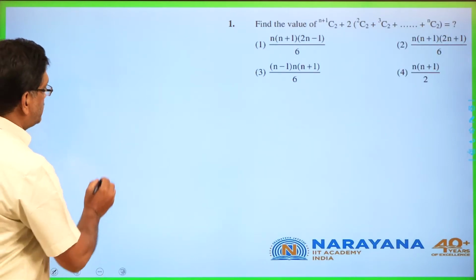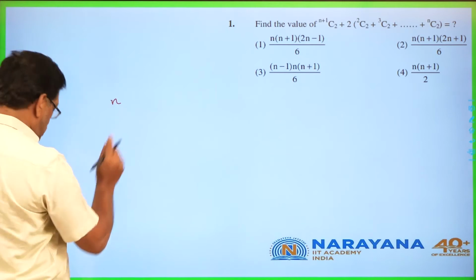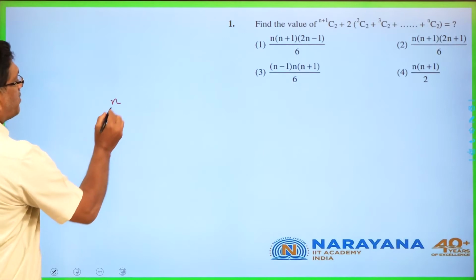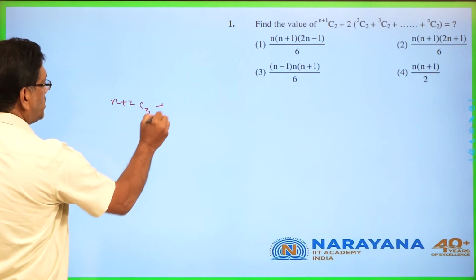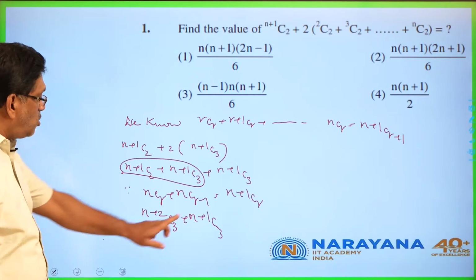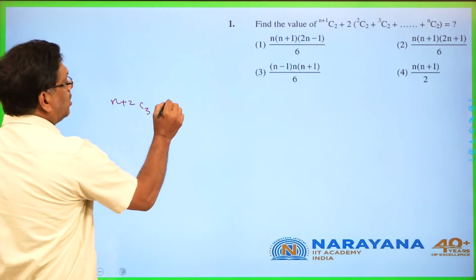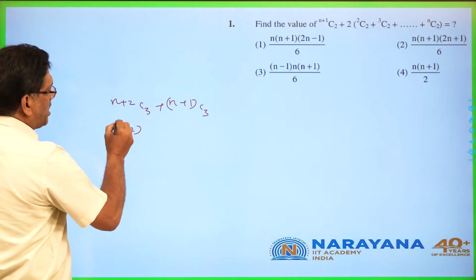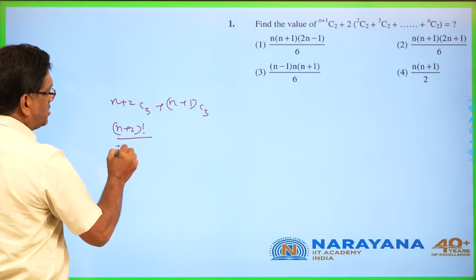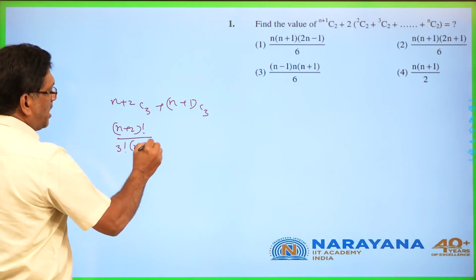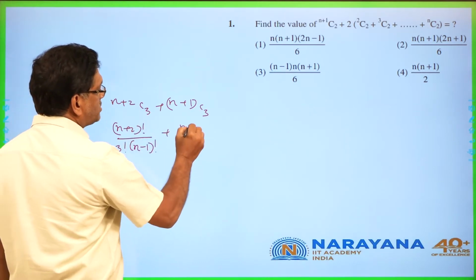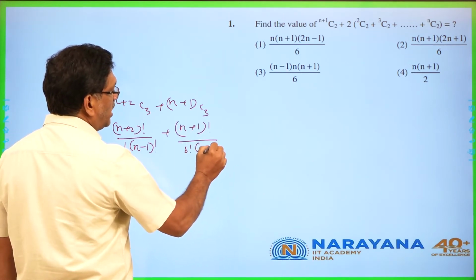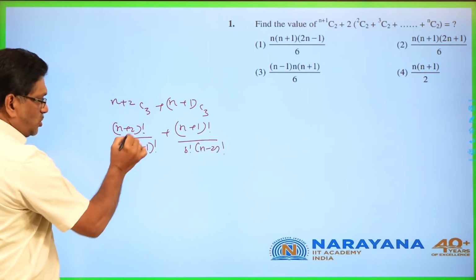I have got n plus 2. Please observe once again, n plus 2 C3, which I am writing here, plus n plus 1 C3. Let us simplify: n plus 2 factorial by 3 factorial n minus 1 factorial, whereas here n plus 1 factorial by 3 factorial into n minus 2 factorial.